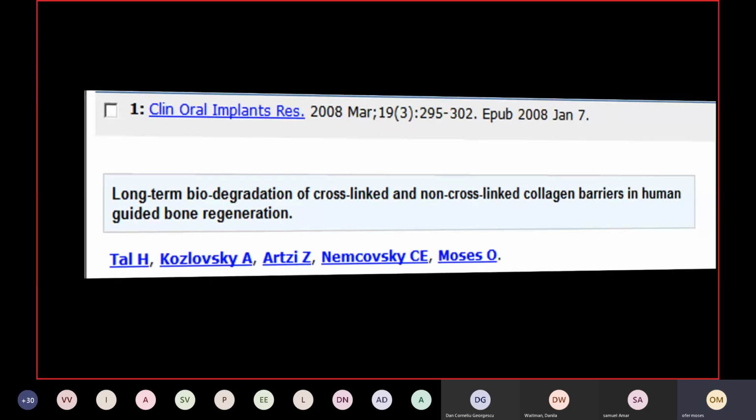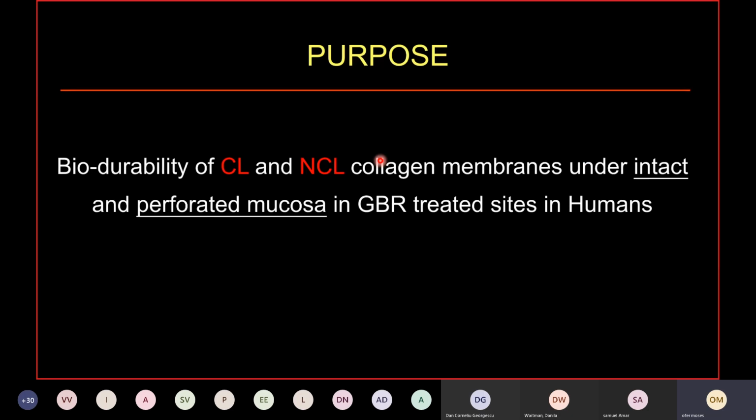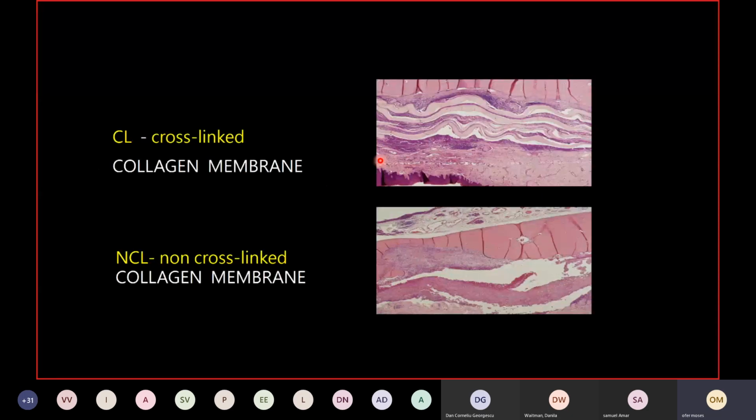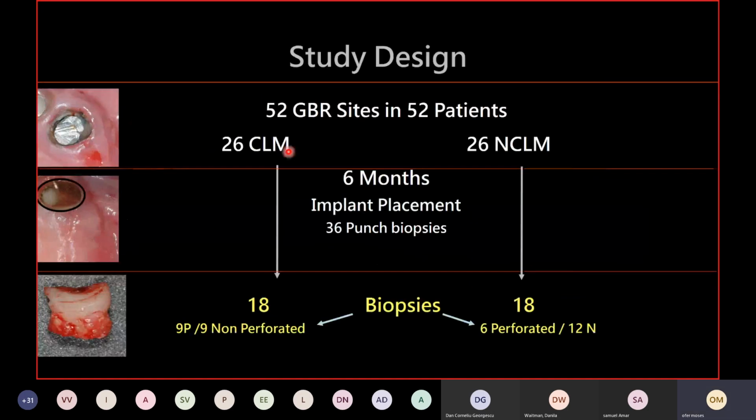The purpose was to compare the incidence of perforation, and since we took biopsies, we wanted to see what happens with the exposed membrane. What you see here is a cross-linked membrane, and this is a non-cross-linked membrane. You see the different layers of a cross-linked membrane, and here you see some kind of arrangement of the non-cross-linked membrane. The study design was 56 GBR sites in 52 patients. In 26 we used cross-linked, in 26 we used non-cross-linked.